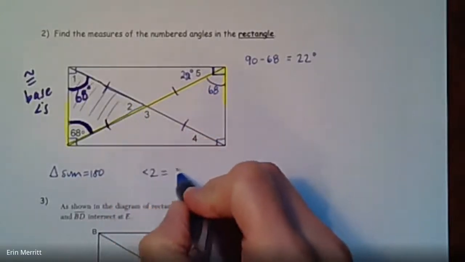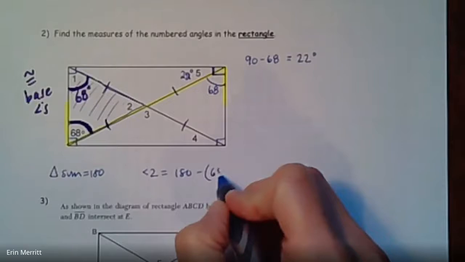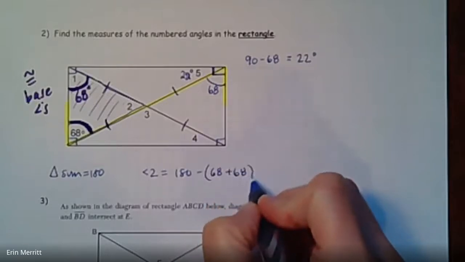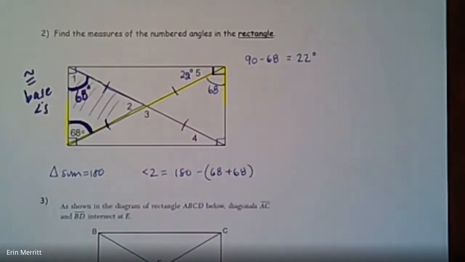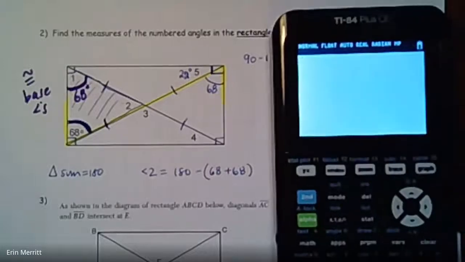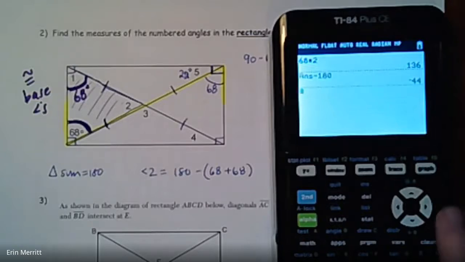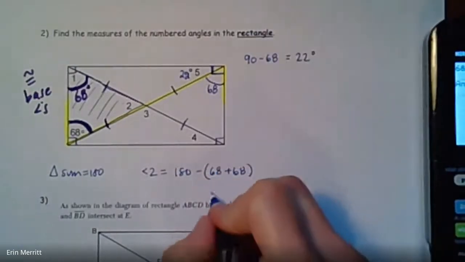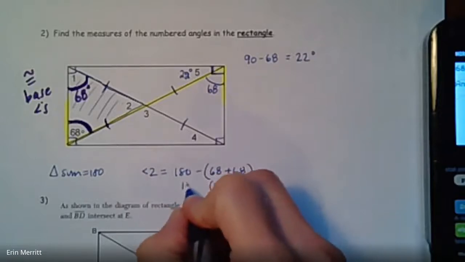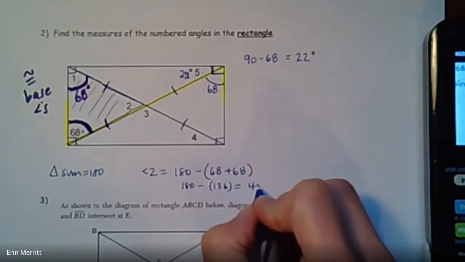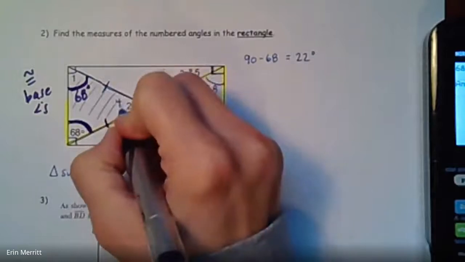So angle 2 is going to be 180 minus 68 plus 68. So let's double that. If we double 68, that'll give us 136. And then subtract from 180, that'll give us 44. So this is 136. So that's our angle 2 right there.